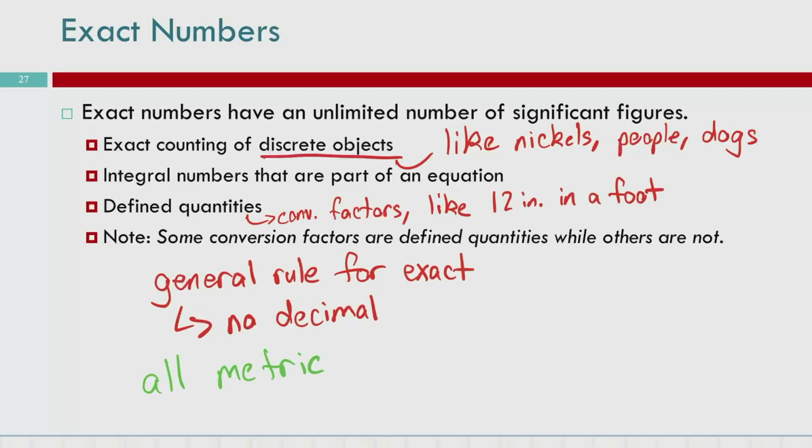So just as a note, all metric prefix conversions are exact. Anytime we're converting between those prefixes that we're going to come to know and love, those are all exact, so we don't consider the significant figures. Basically what it means, for the purposes of doing calculations, is we can ignore the significant figures. We just ignore that number. We only focus on the other things.